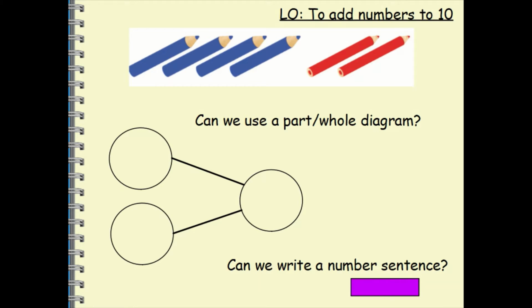Now, let's have a look at the answers. There are 4 blue pencils and 2 red pencils, so there are 6 pencils altogether. I filled in my part-whole diagram, 4 blue pencils, 2 red pencils, and there are 6 pencils altogether. So my number sentence that I can write is 4 add 2 equals 6.